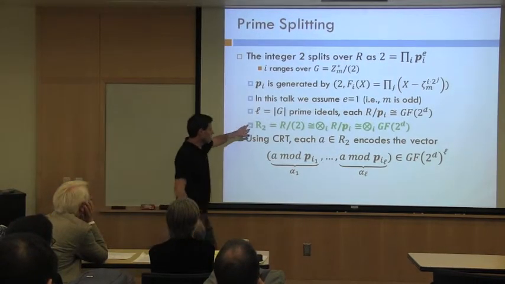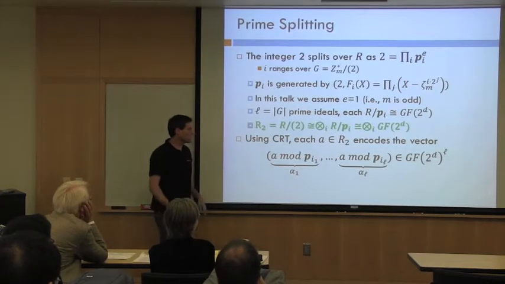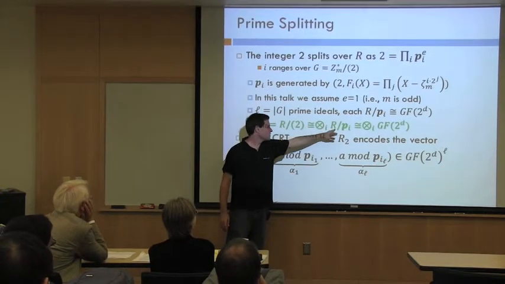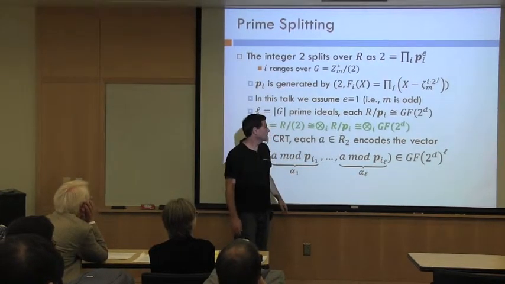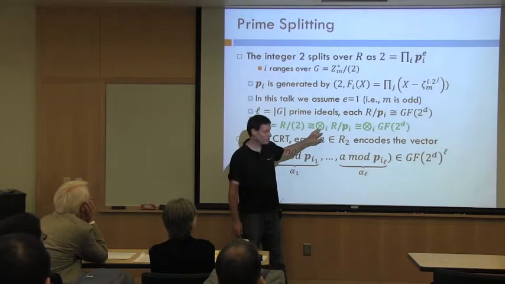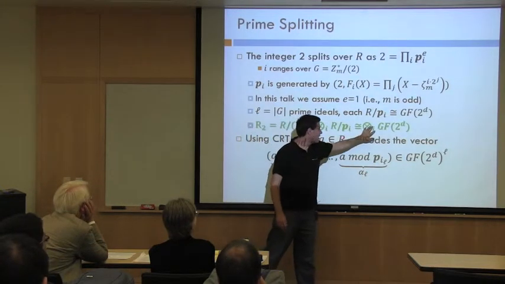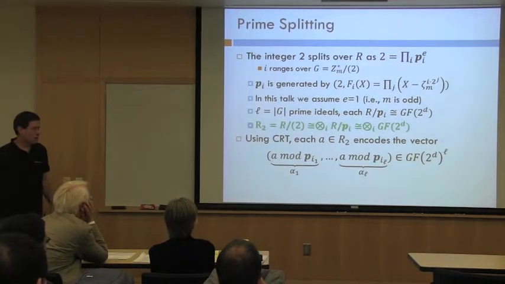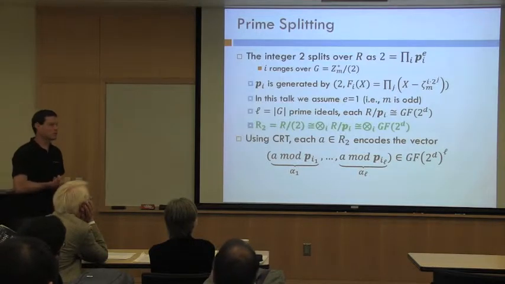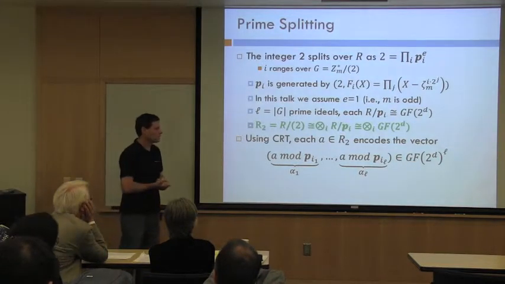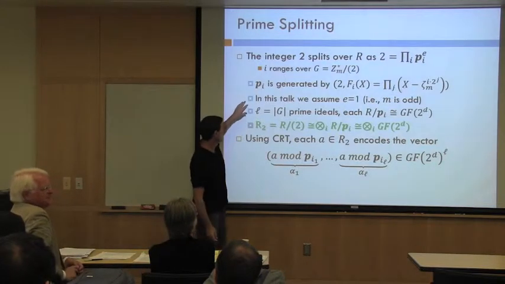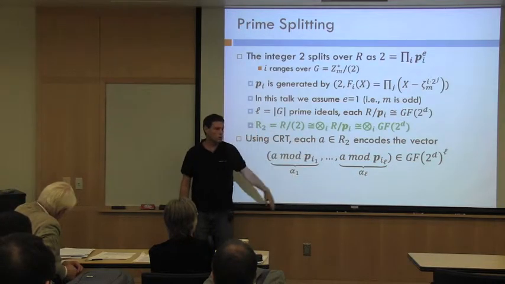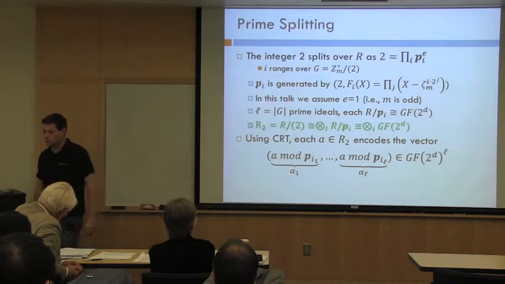And then we have this thing, which again is completely trivial as an algebraic statement. So R_2 is just a direct product, or sum, whatever, of these. And each one of them is isomorphic to GF(2^d). And this is how we actually represent our plaintext slots. So every element over here you can write using Chinese remaindering as an element modulo each one of the prime factors, and that's how you represent it.